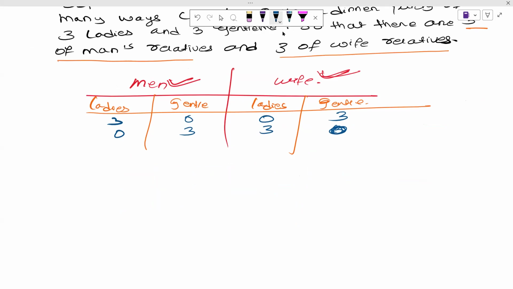So here I can also say that 2 ladies will be chosen and 1 gentleman. Now, 1 lady and 2 gentlemen. Now, here I can say that 1 lady and 2 gentlemen, and 2 ladies and 1 gentleman. So now this is the condition.